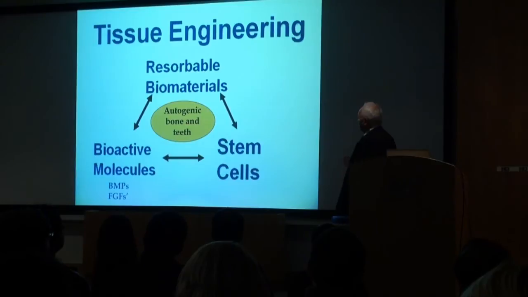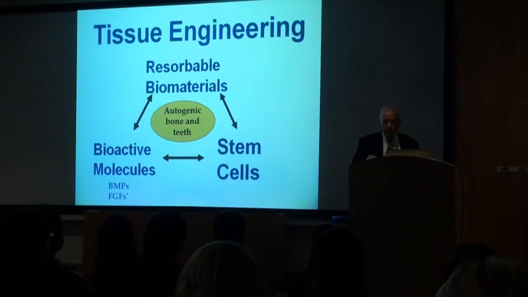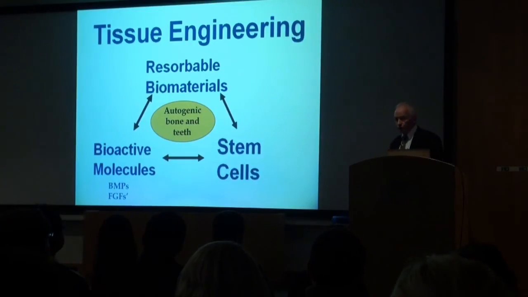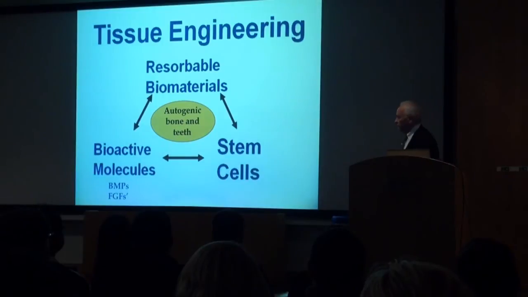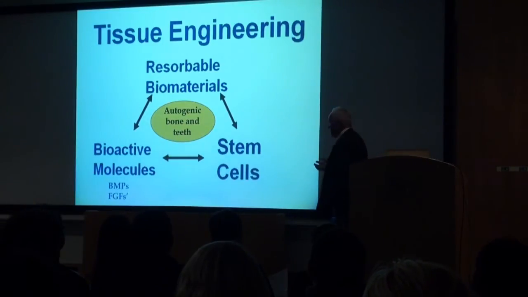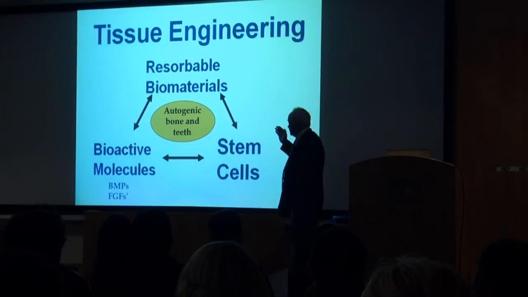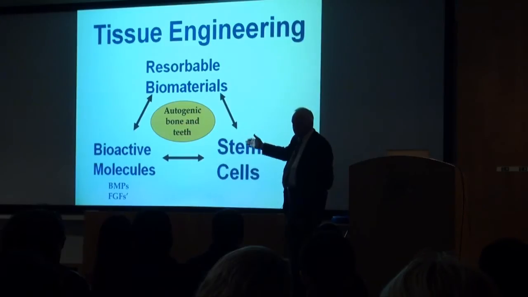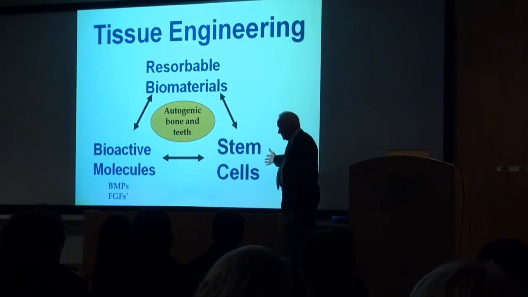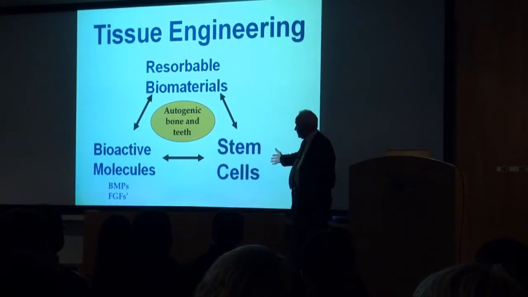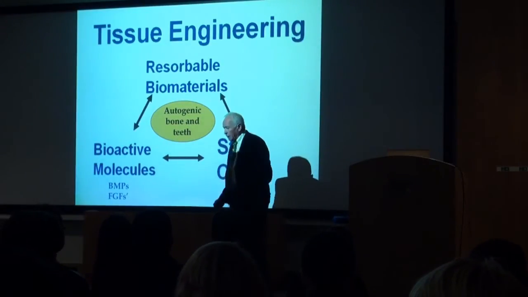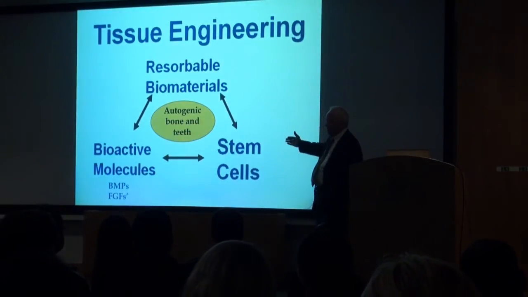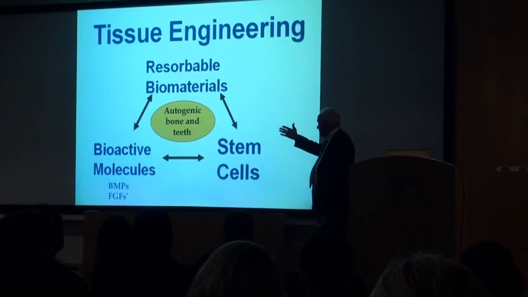We are now living in a time when we understand much more about how to build a tissue, and we call it tissue engineering. Tissue engineering is based on 3 parts. We need a scaffold, resorbable biomaterials usually preferred. We need stem cells or young progenitor cells, and we also need bioactive molecules like growth factors, which will activate the stem cells to grow new bone in our case.